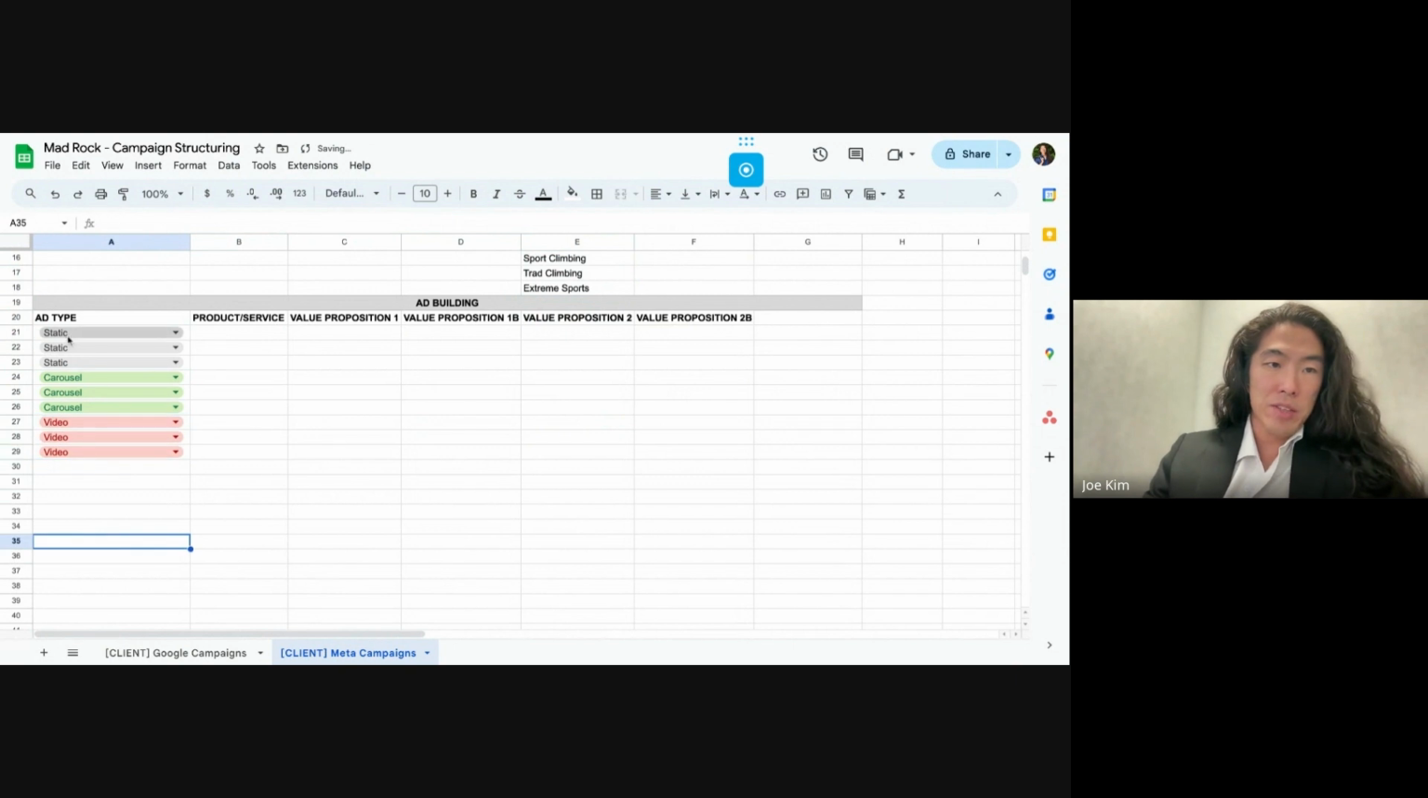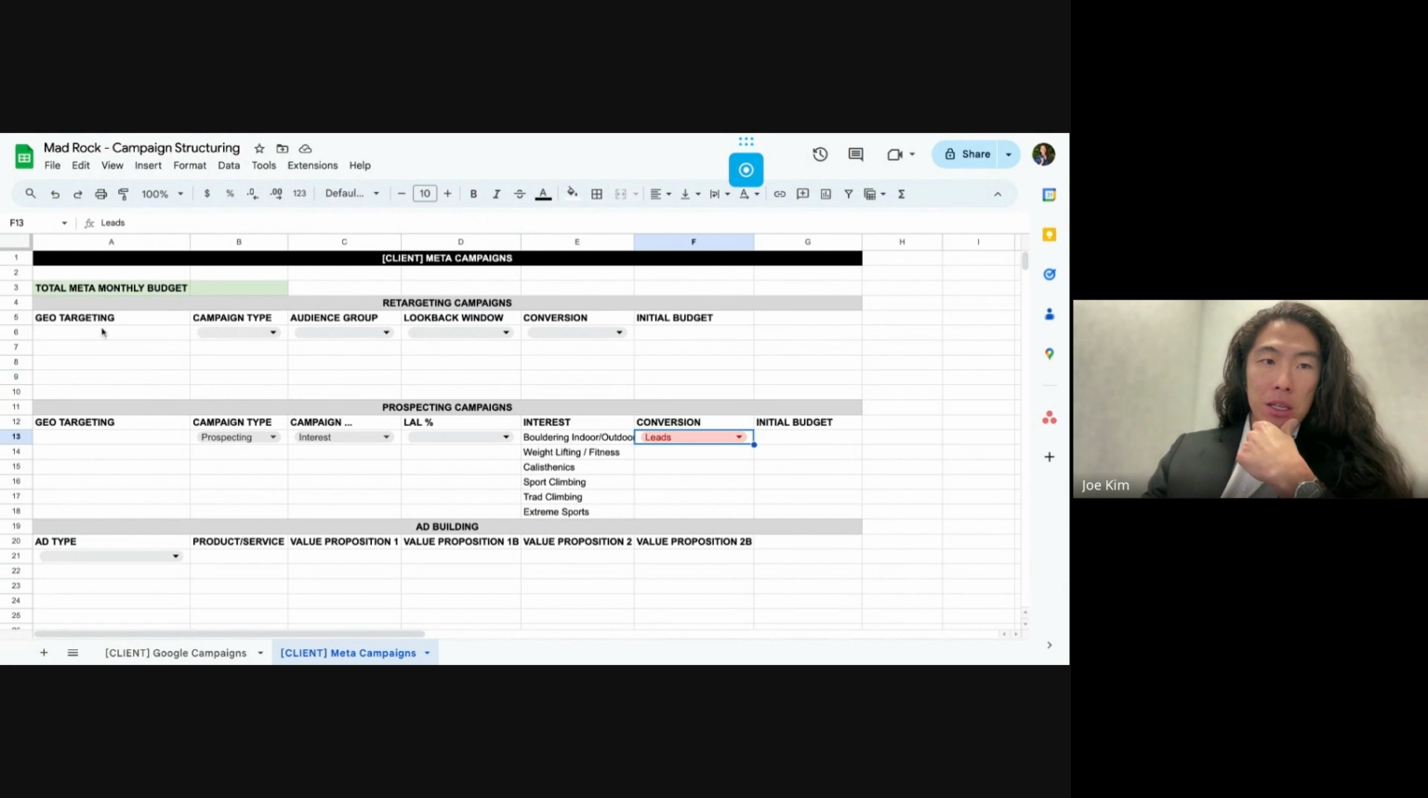Or we like to see kind of static, carousel and video ads. So, pretty interesting. In terms of retargeting campaigns, I think looking at website visitors, add to cart, purchasers, socially engaged, we kind of mentioned already. That should definitely be part of it. But the other thing, past customers, maybe like reselling.